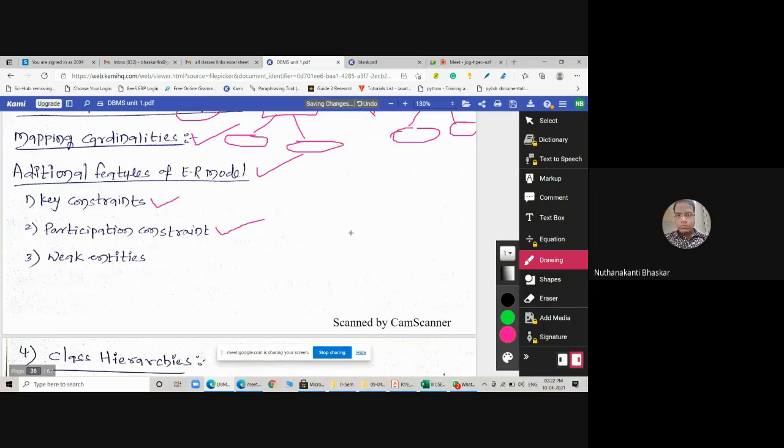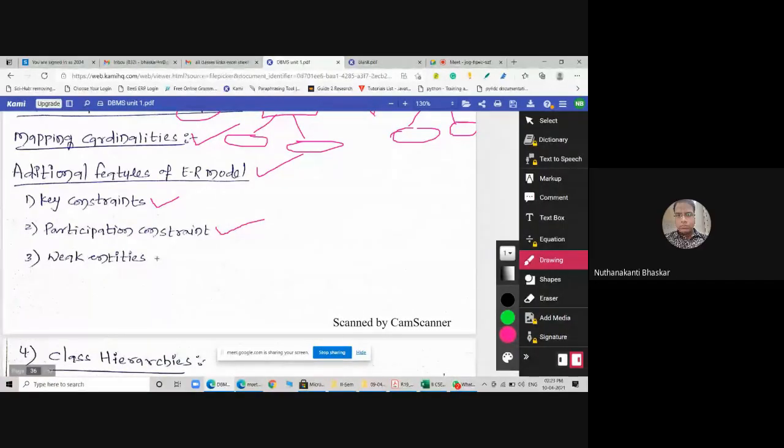Already this morning we discussed participation constraint. What is total participation and partial participation? Total participation means all the entities of that particular entity set are involved in the relationship. If only some of the entities participate in the relationship, that is partial participation. Partial participation is represented by a single link. Total participation is represented by a double link. Clear? We discussed this in this morning's class.